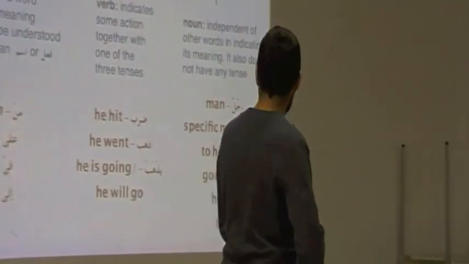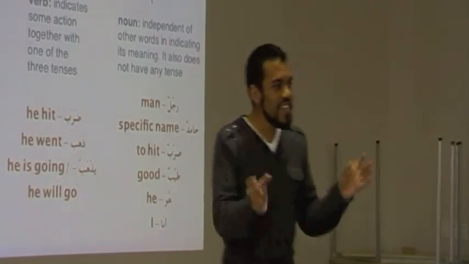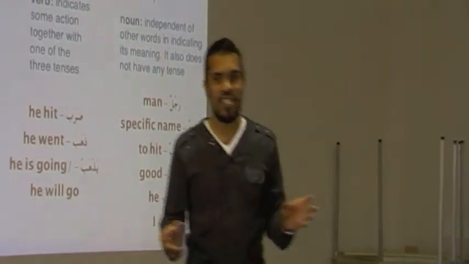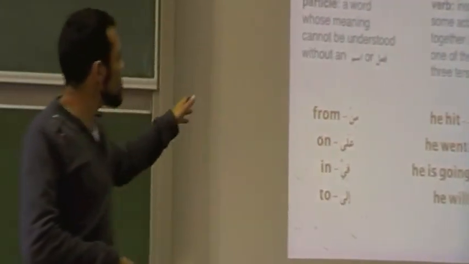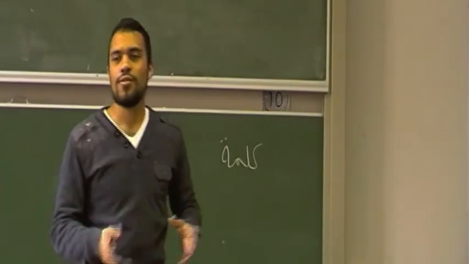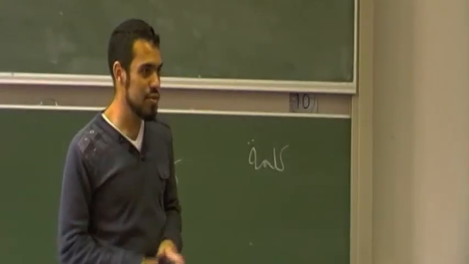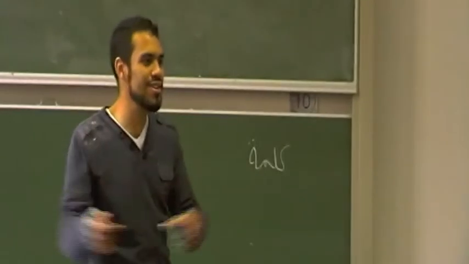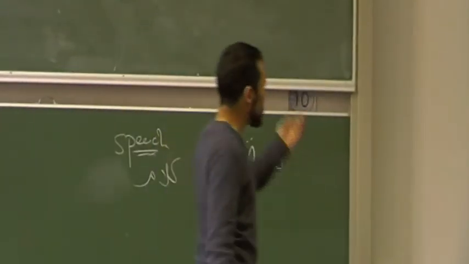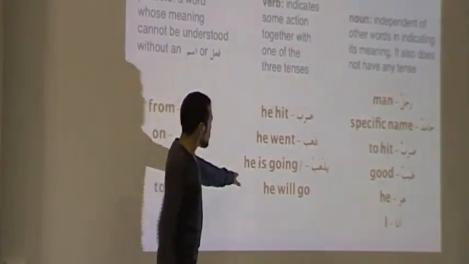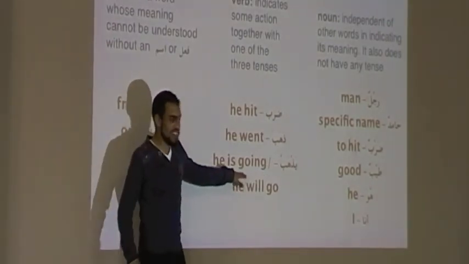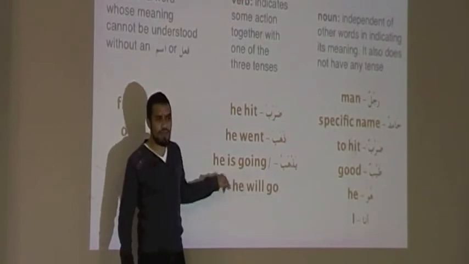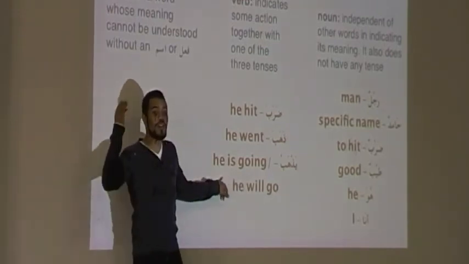So these words are conjunctions or connectors that complete your sentences, and these are words whose meaning cannot be understood without other words. To complete a sentence, take an example: ذهب الرجل. ذهب is a verb, meaning it happened. How would you translate ذهب? He went.